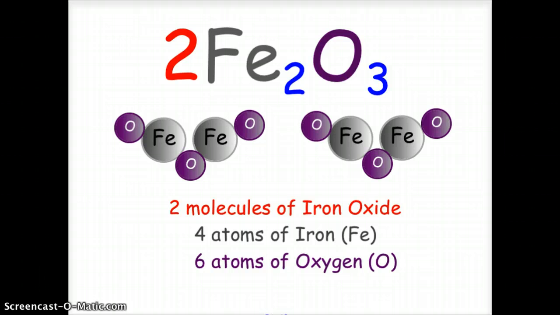So basically, this is what we're looking at. Here we have 2 molecules of rust. Notice the gray circles represent the iron atoms, and the purple circles represent the oxygen atoms. Since we have 2 of these, those represent the molecules. Each molecule has 2 iron and 3 oxygen, which gives us a grand total of 2 molecules of iron oxide with a total of 4 atoms of iron and 6 atoms of oxygen.